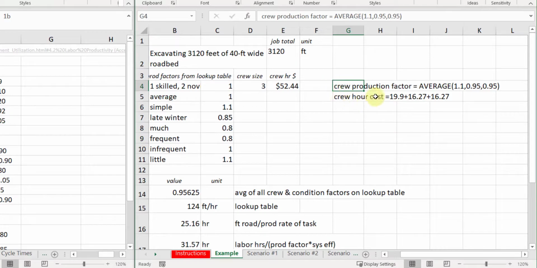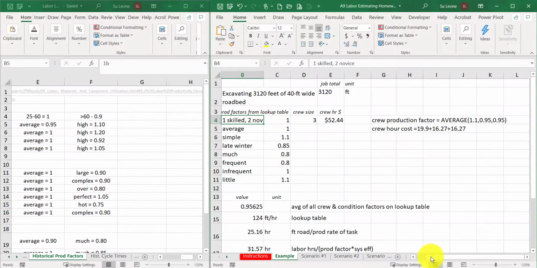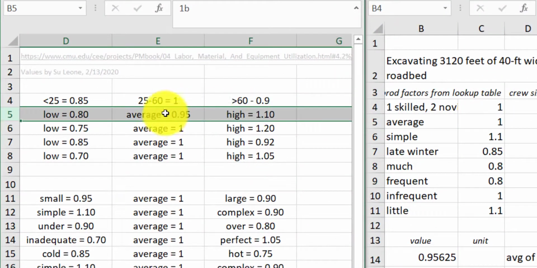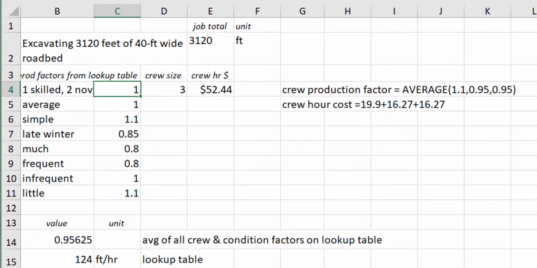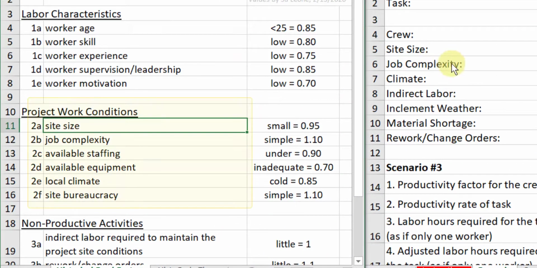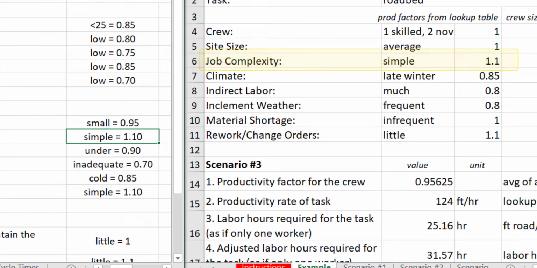I'm doing an average of high skill and 2 average skills. So that is, high skill is 1.1, average skill is 0.95. And when you average those together, lo and behold, you get 1. Site size is average. Anytime you see the word average, it's going to be a 1. I didn't even look at it. So now let's look at job complexity. Simple. And I look it up, and I put it in my spreadsheet. Climate. Well, it's late winter, and that's the coldest time of the year, so it's cold, so 0.85.